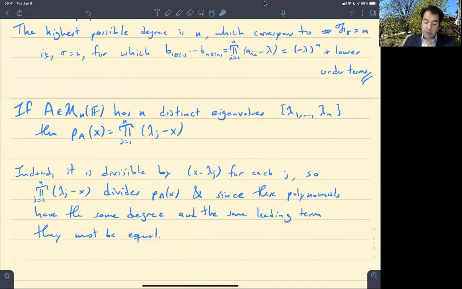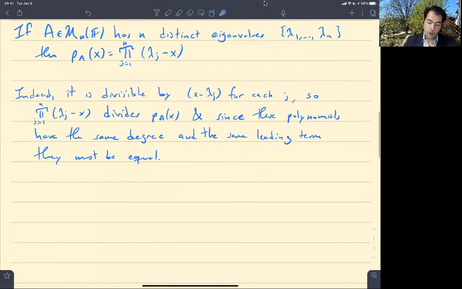Right, so any matrix that has n distinct eigenvalues must have characteristic polynomial equal to this product. Okay, now when we talk about eigenvalues, you'll recall that we have a much better theory if the field is algebraically closed, right? Then we're guaranteed to have eigenvalues.